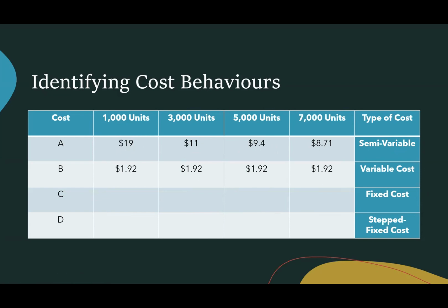So the fixed cost and the step fixed cost were quite common. You can understand them from their total. But for the other two costs, which were cost A and B, you need to divide the cost by the number of units. If the cost per unit at all levels of activity is constant, we consider it to be your variable cost. However, if the cost per unit is going down, we consider it to be your semi-variable cost.